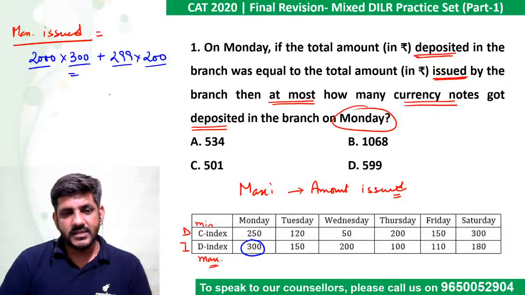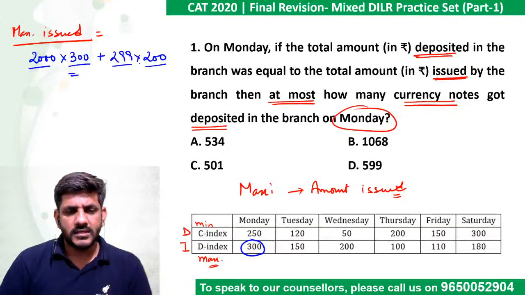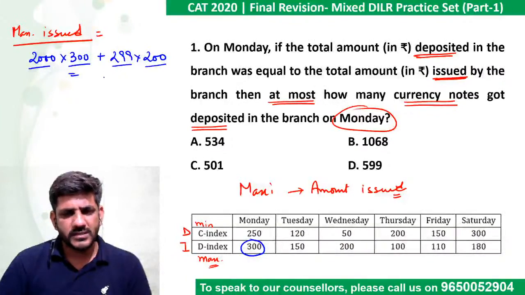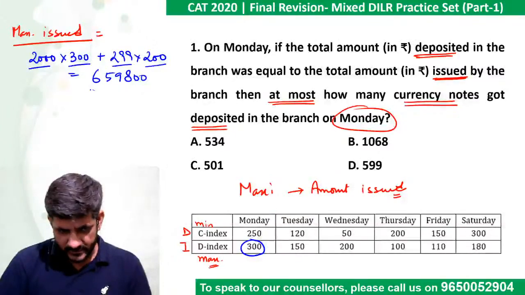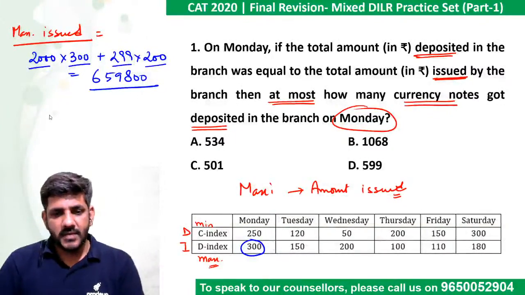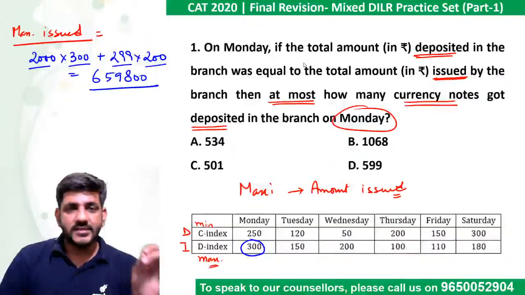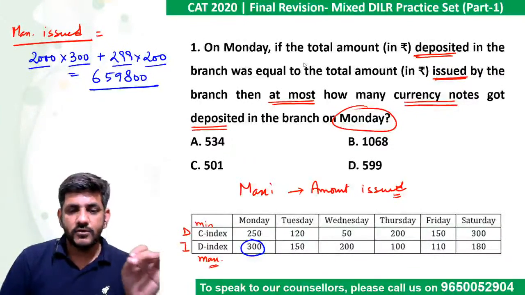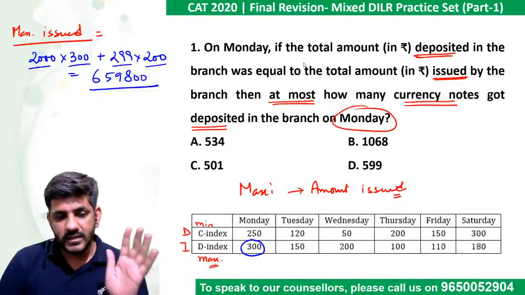6 lakhs, and this is equal to how much? 300 into 200 would be 60,000, but it is slightly less than that. So 6,59,800. The maximum amount issued is 6,59,800. I hope this is clear to all of you. Please say yes if this is clear. Maximum amount issued is 300 notes of 2000 and 299 notes of 200 by adding.